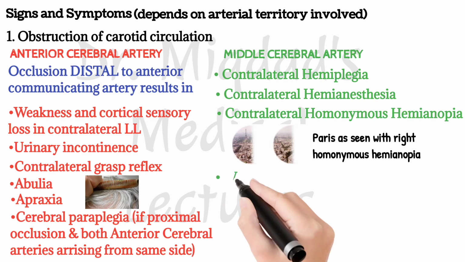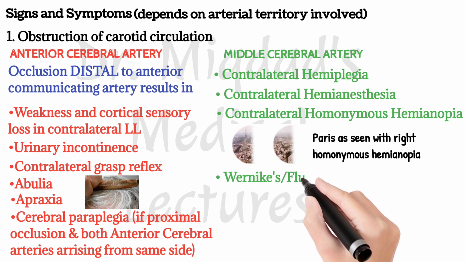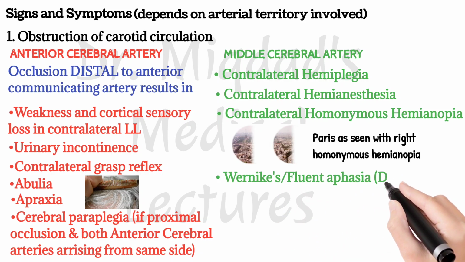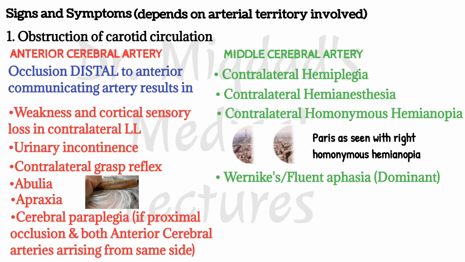Then the person will be having Wernicke's aphasia or fluent aphasia, or we can say receptive aphasia, in case the dominant hemisphere is affected. So here, in case of Wernicke's aphasia, the patient talks too much and does not understand what others are saying, and others don't understand what the patient is saying, and the patient himself doesn't know what he is talking. So that's Wernicke's aphasia.